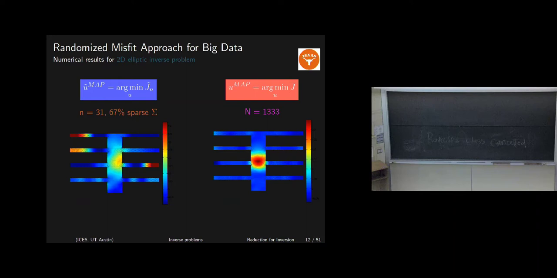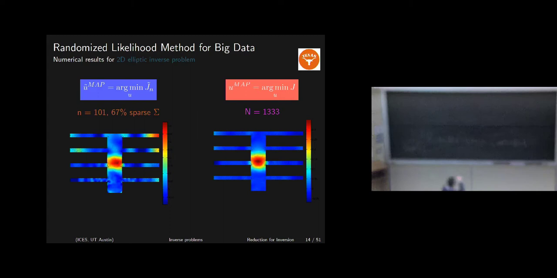So here is a toy example where this is the exact field that I want to recover. And my problem's data dimension is 1,333. This is the solution with 31 random directions. Notice that I haven't talked about what sigma is. It's just a random matrix, but you can actually do very sparse random projections. So here we do a 67% sparsity random projection with 31 reduced dimensions. You say, you don't get much, you get something here. How about increasing it a little bit? You start seeing the solution here. And if you increase a little more, you already see the solution quite well.